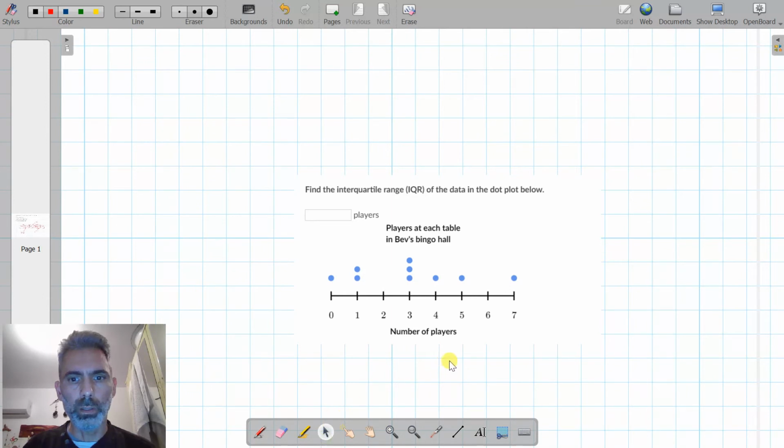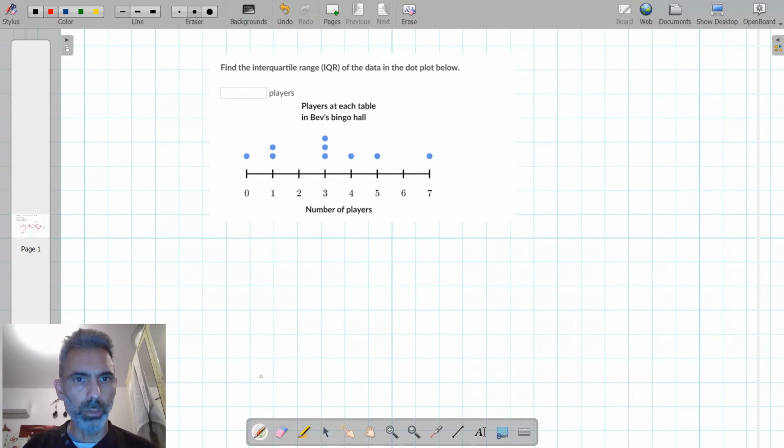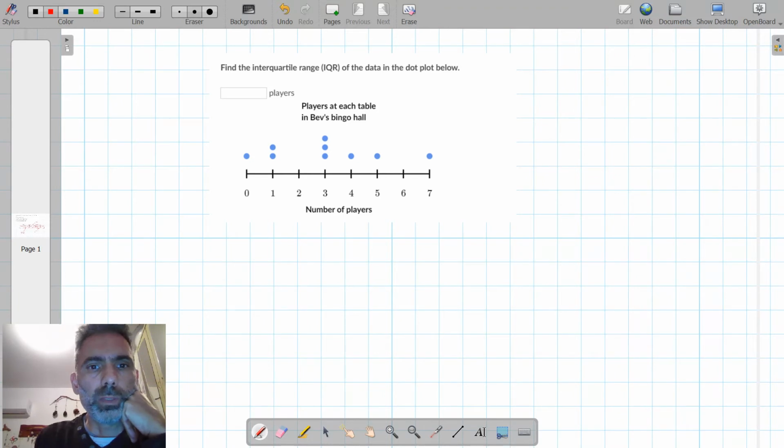Find the interquartile range IQR of the data in the dot plot below. Each dot plot represents players at each table in Bev's bingo hall. Okay, how many players at each table? So one table had 0 players, one table had 2 players, 3 tables had 3 players, one table had 4 players, one table had 5 players, one table had 7 players.